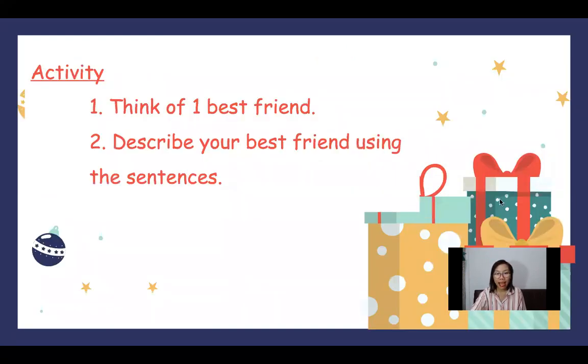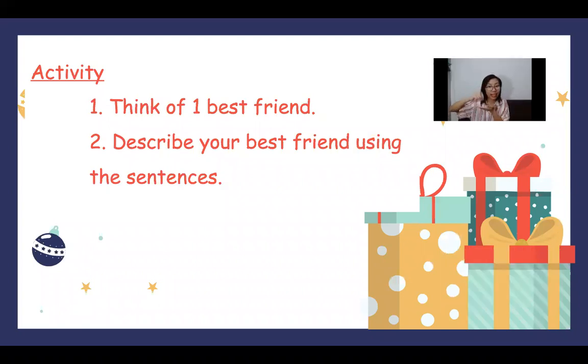Now, last week I asked you to write about your best friend. Write a paragraph about your best friend. Today we will practice reading what you have written. Last week I asked you to think of one best friend, and then write a paragraph about that best friend using this paragraph, remember?